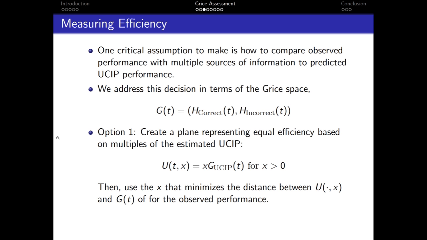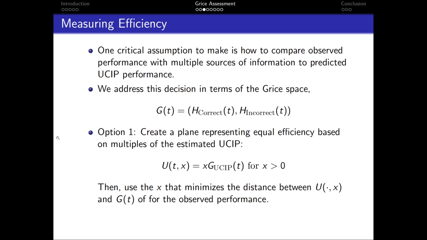One critical assumption that we'll need to make for this analysis is how to compare an observed performance with the multiple sources of information against the predicted USIP performance. To address this question, we do so in terms of what we call the Grice space. So in this space, we have a parametric curve that's parameterized by time in a two-dimensional space where one dimension represents the correct cumulative hazard function and the other represents the incorrect cumulative hazard function.